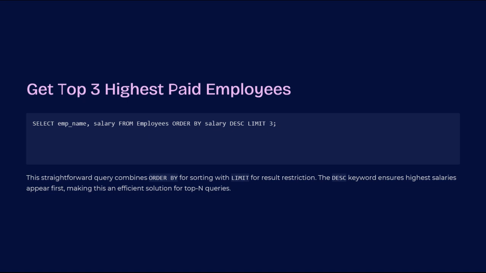The next is get top 3 highest paid employees. This is again one of the most important queries. The query will be: select emp_name, salary from employees order by salary desc, meaning descending order, limit 3, meaning three rows. So this straightforward query combines order by for sorting with limit for result restriction. The desc keyword ensures highest salaries appear first, making this an efficient solution for top N queries.